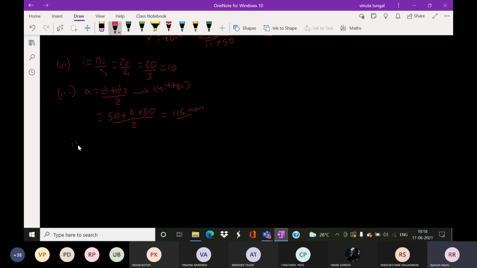The last one, the fourth one, is to calculate the efficiency of the worm gear. If you open the equation for efficiency, you will get that. You can open efficiency of the worm gear. It is there on page number 225. I opened the data handbook. It is there on 225.